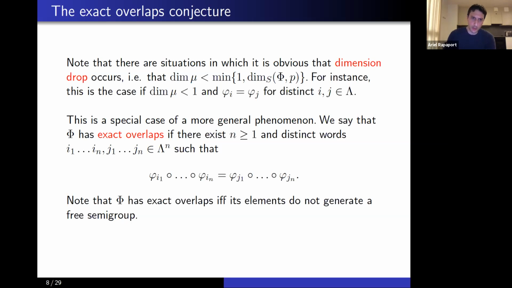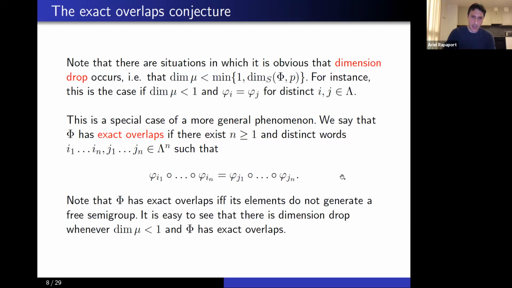The equivalence of these two definitions is an easy exercise which follows from the fact that the phi's are strict contractions. And it's also easy to see that there is always a dimension drop if we know that the dimension of mu is strictly less than 1 and phi has exact overlaps. Recall, when I say that phi has exact overlaps, it means that the maps in phi do not generate a free semigroup.